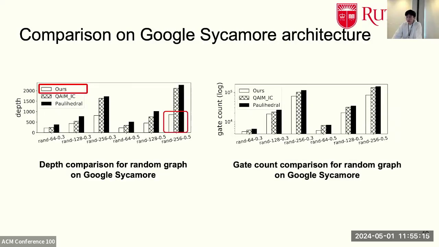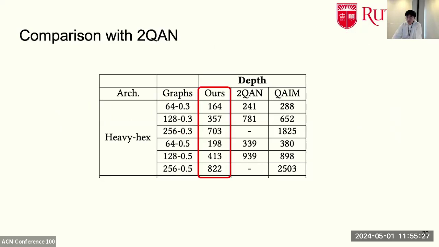On the Google Sycamore architecture, our method still performs better than two baselines. In these two figures, the x-axis is still the benchmarks and the y-axis is depth and gate count. We also compare our method with the state-of-the-art Toucan on the heavy hex architecture and have better performance. Some entries from Toucan here are missing due to the compilation overhead.